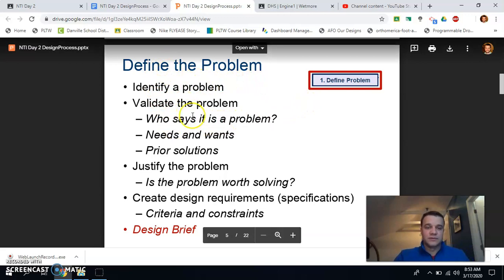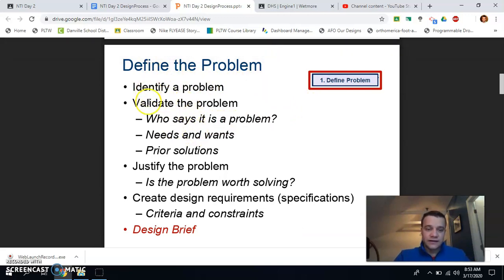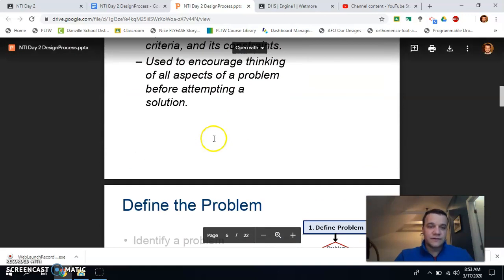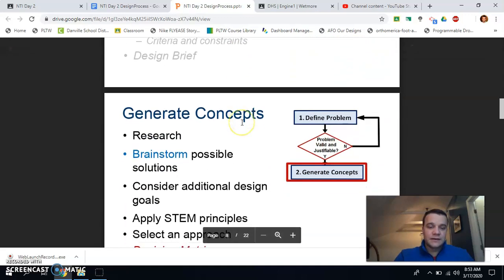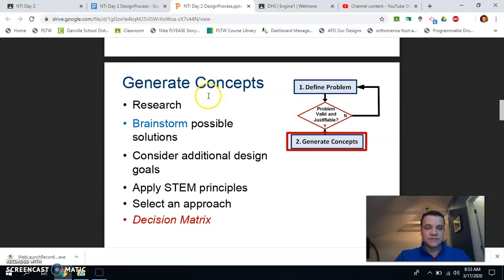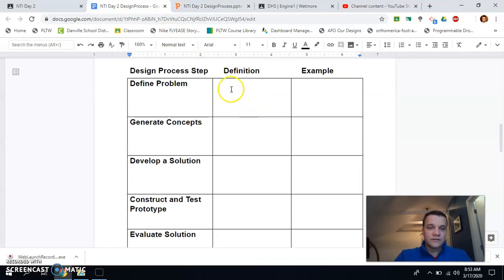So here's how you define the problem. You identify it, you validate it, you justify it, and then you create design requirements, specifications for how that design must work to be functional. There's a little more information here on how you might define the problem. Now, second step, generate concepts. Once you've defined the problem, you're going to generate some concepts. So over here, put a short summary of a definition for define the problem here, and then a short summary for generate concepts here. And we're going to go over that right now. Later on, we'll talk about how you might do an example for this.